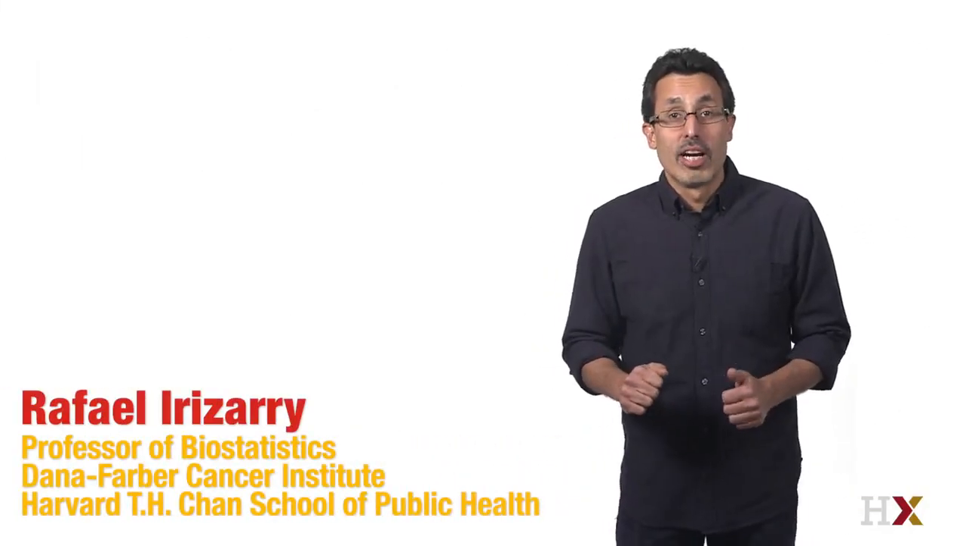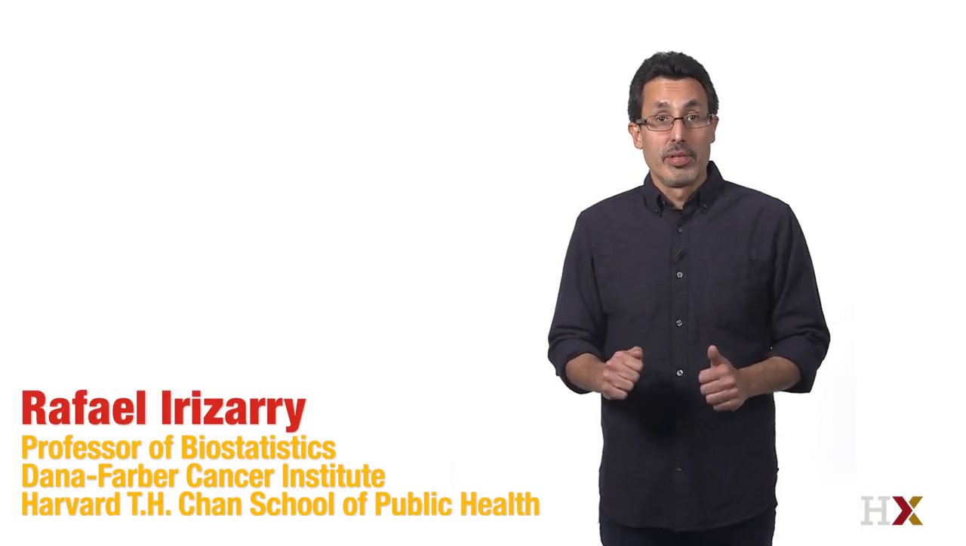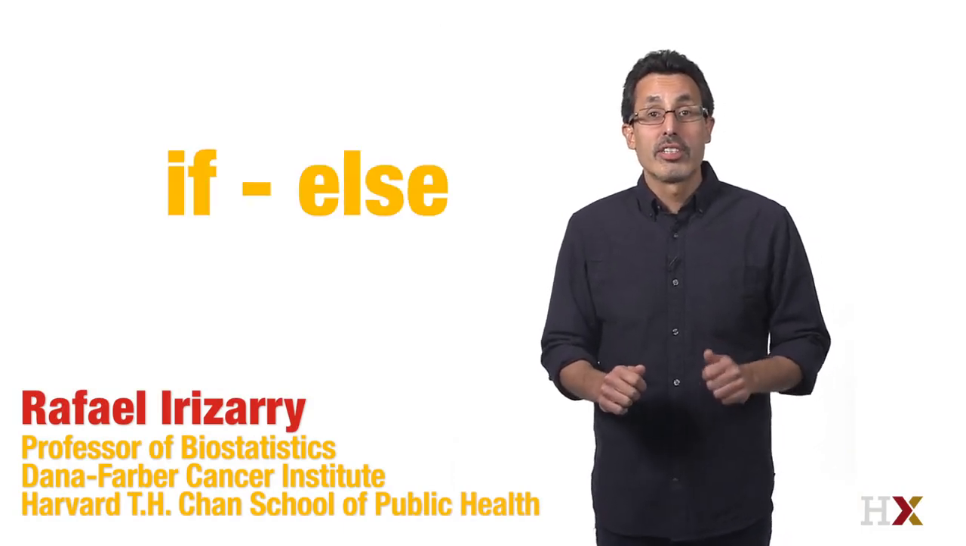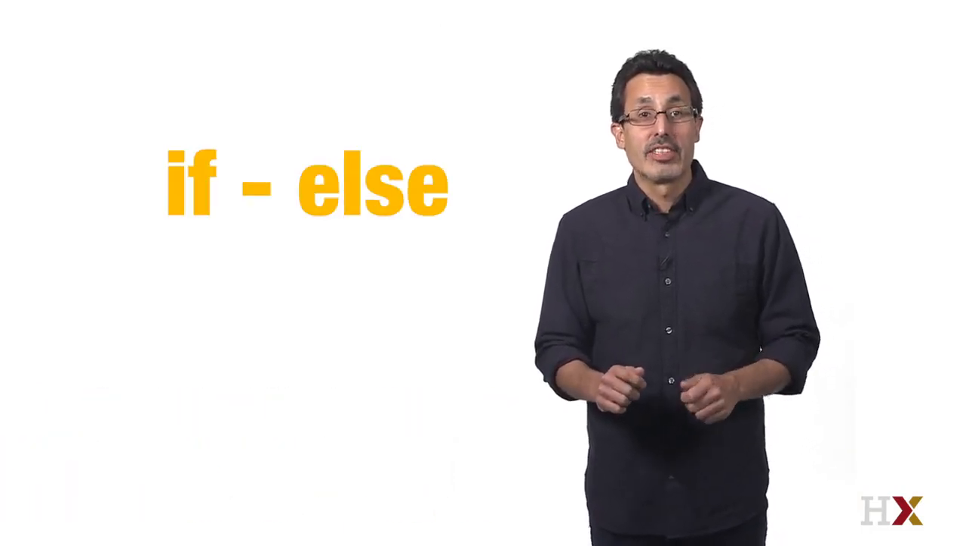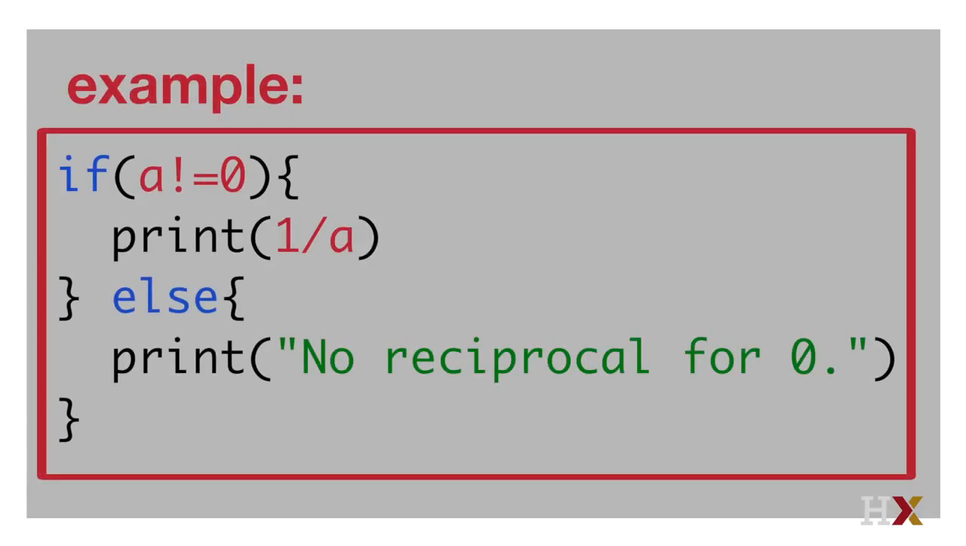Conditional expressions are one of the basic features of programming. The most common conditional expression is the if-else statement. Here's a very simple example showing the general structure of an if-else statement. The basic idea of this chunk of code is to print the reciprocal of A unless A is 0. So we type: if A is not 0, print the reciprocal, else print "no reciprocal for 0".